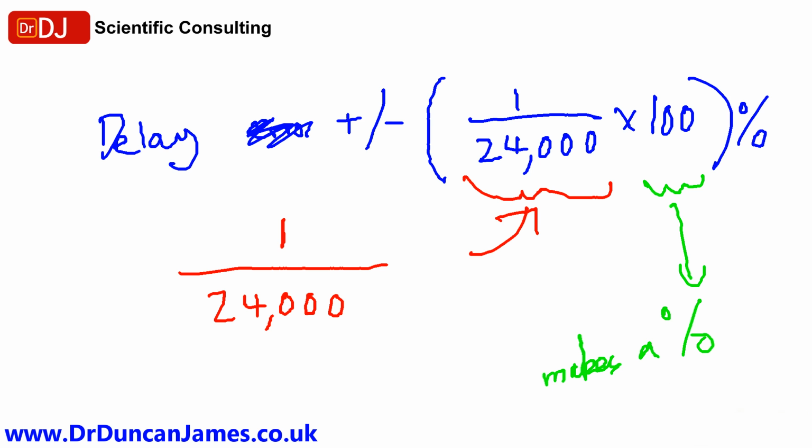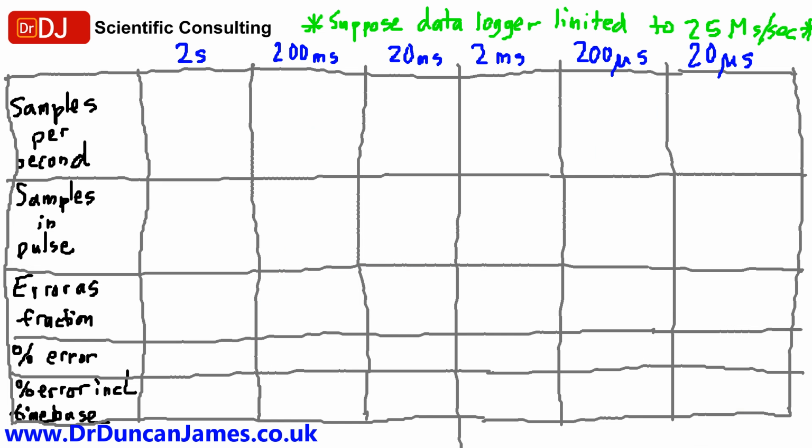Yeah, let's move on to the next page. The next page is a really practical grid of what you might do. Let's pretend we've got a data logger. By the way, the data logger is limited to 25 million samples per second. This will become important as we go through.